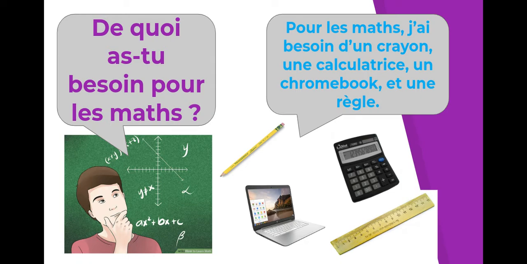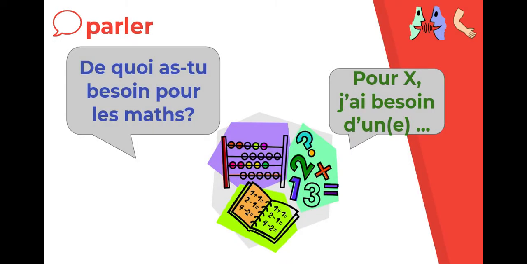Bien. Alors, avec votre partenaire de coude, you might want to have page 7 open so you can look at some of the items that we've learned that you might need for different classes. So, on va parler avec votre partenaire de coude. We're going to ask, de quoi as-tu besoin pour les maths? Partner is going to answer, pour les maths, j'ai besoin d'un or d'une and what you need.